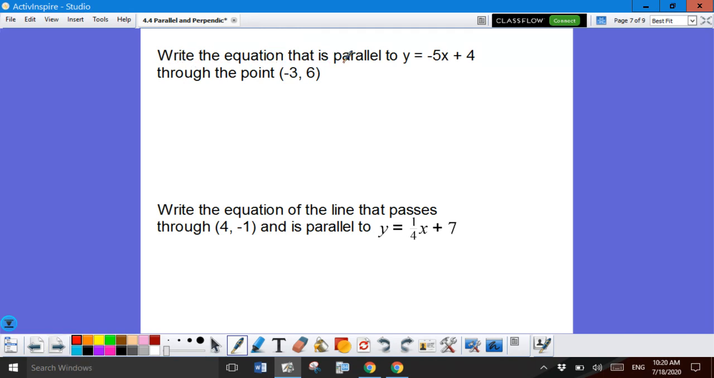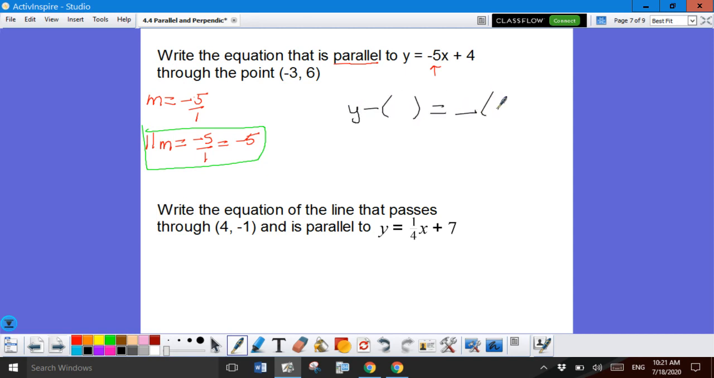So write the equation that is parallel to y equals negative 5x plus 4. So the first thing we have to find is slope from our original equation. Well, the slope from the original equation is negative 5 over 1. Okay? And then we want the parallel slope. The parallel slope is the same, so it's negative 5 over 1 or negative 5. So at that point, I need to use this slope in my formula, my point slope form. Okay? So y minus, I'm going to go ahead and build my template here.